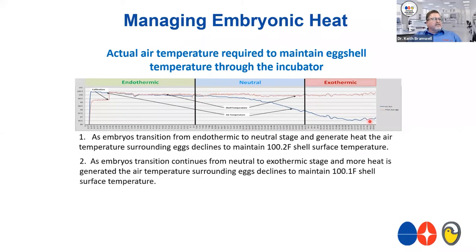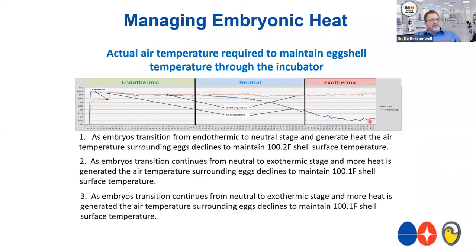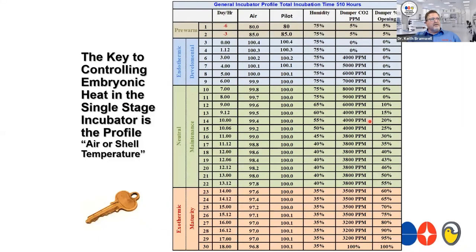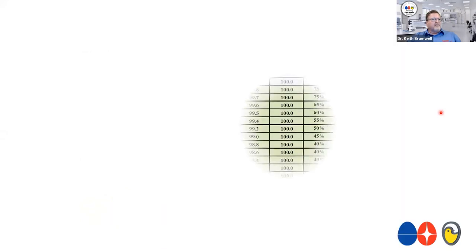So as the embryos transition from endothermic, neutral to exothermic, we maintain basically the same shell temperature, but our air temperature is having to change pretty dramatically. So the key to controlling that embryonic heat in the single stage incubators, even our multi-stage, we have to control this, but in our single stage, we can do it a little bit better, is the profile or the stage program as we would see in Chickmaster. We all follow the same principles. Going through 3 stages of development is how we set our temperatures to give us those results.